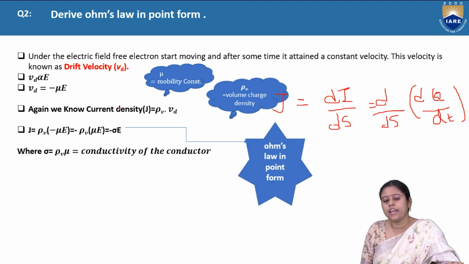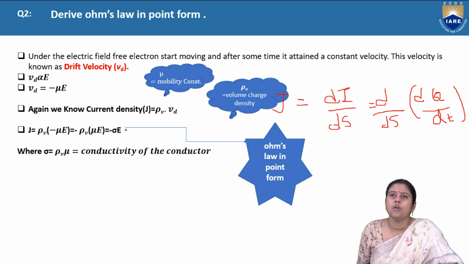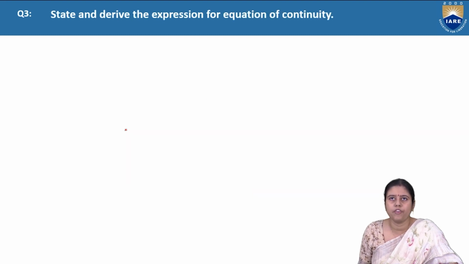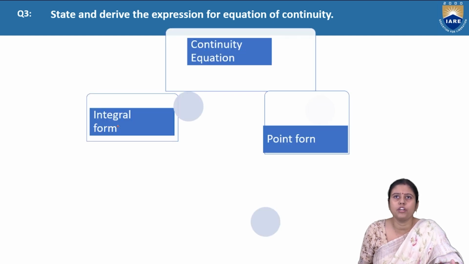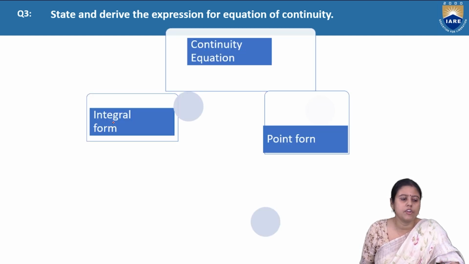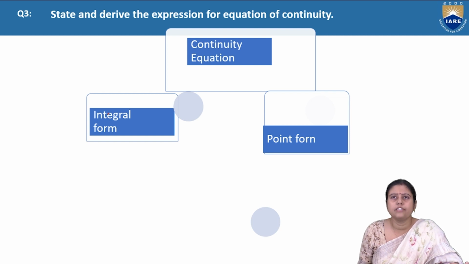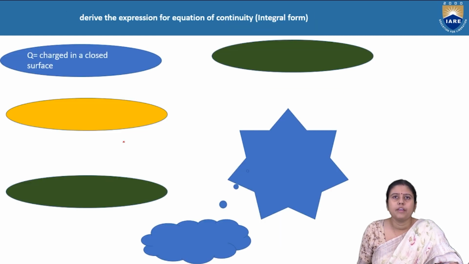And J is equal to sigma E is known as Ohm's law in point form. State and derive the expression for the equation of continuity. The continuity equation is basically of two types, integral form and point form. First we take the integral form.